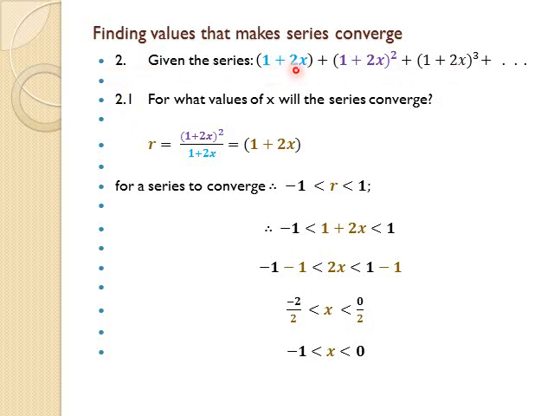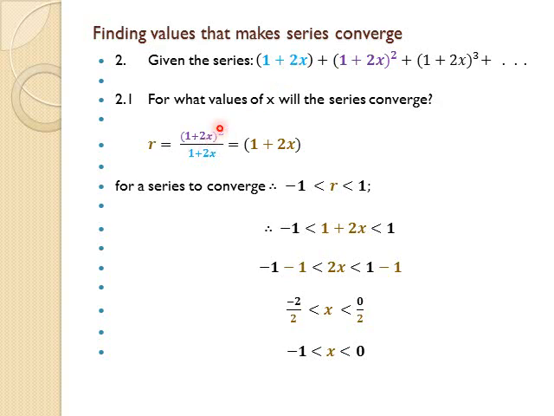So I have 1 plus 2x plus (1 plus 2x) squared plus (1 plus 2x) cubed. So I'm multiplying every time by 1 plus 2x. So 2.1, for what values of x will the series converge? So first, once I hear the word converge, I'm always going to find the value of r. So r equals term 2 divided by term 1.